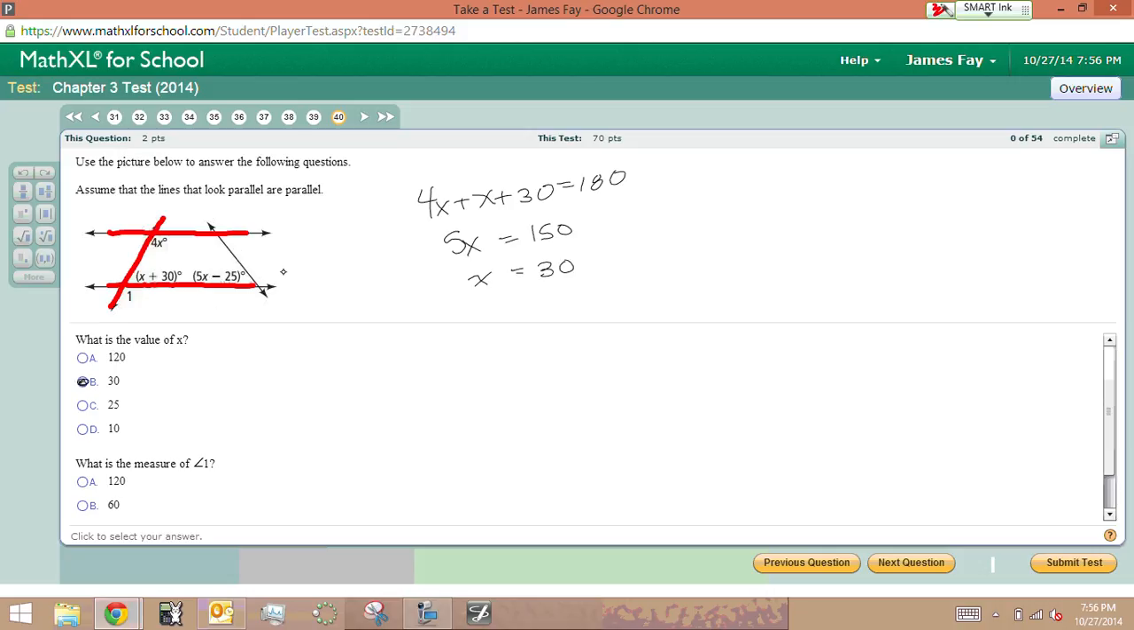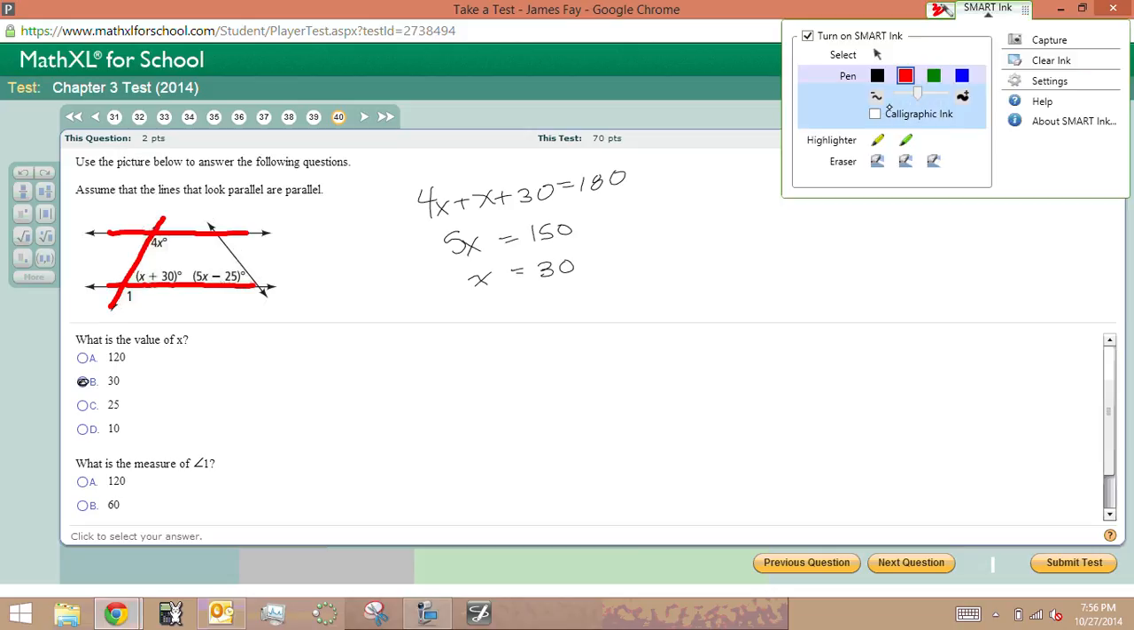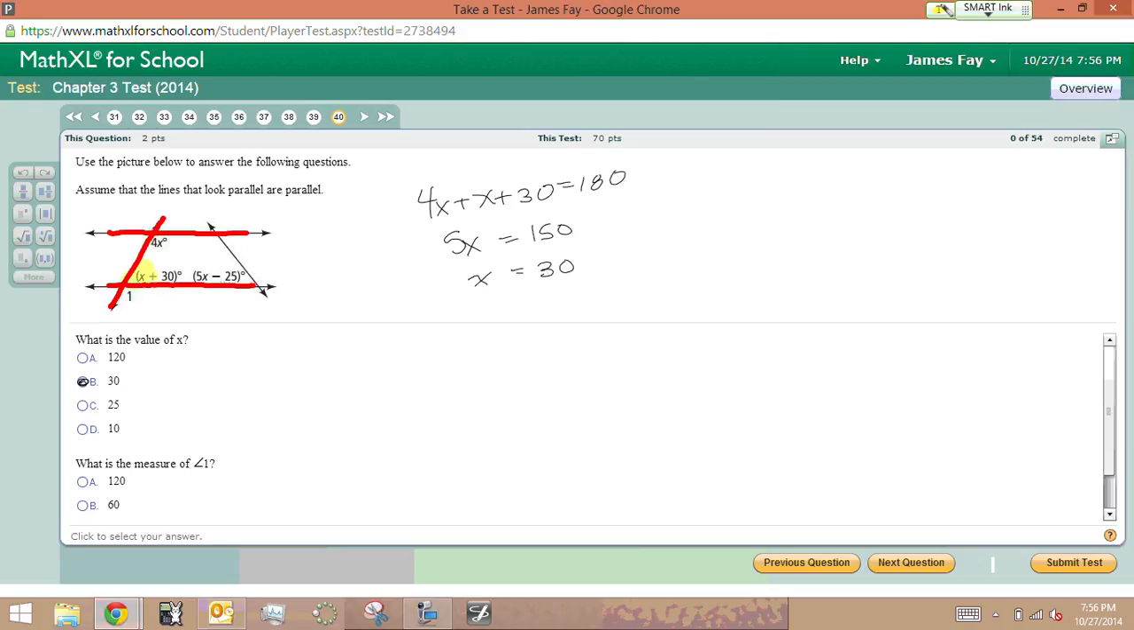Okay. If x is 30, they're asking now, what is the measure of angle 1? Well, measure of angle 1 is this angle down here. So remember, this angle here of x plus 30 and angle 1 form a linear pair, so they're supplementary. So that angle, if x is 30, is 60, so angle 1 has to be 120. This 5x minus 25 is just there to throw you off. Okay, you don't necessarily need that for this particular problem.